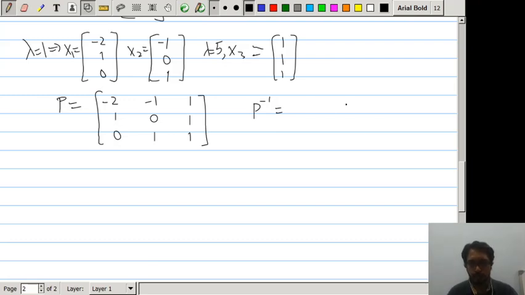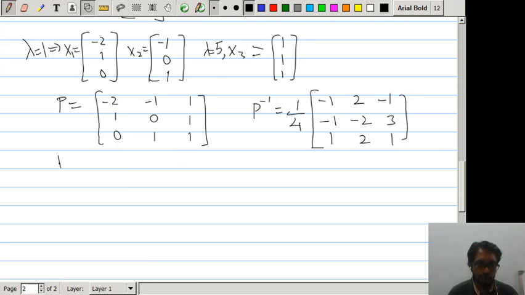so P inverse will be, the determinant of P being 4, 1 by 4 times [minus 1, 2, minus 1; minus 1, minus 2, 3; 1, 2, 1]. So P inverse AP will be, since the first two columns correspond to lambda equal to 1, the first two diagonal elements should be 1 and 1. The last column in P corresponds to lambda equal to 5, so we have 5 here. The remaining elements are zeros.